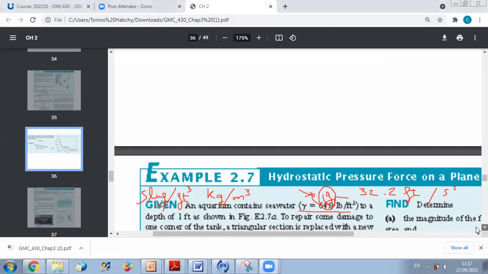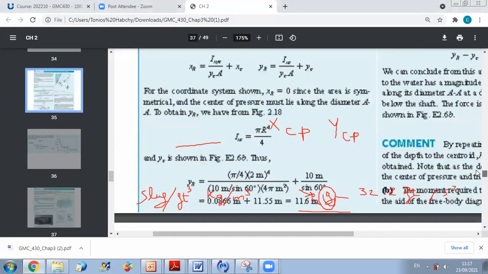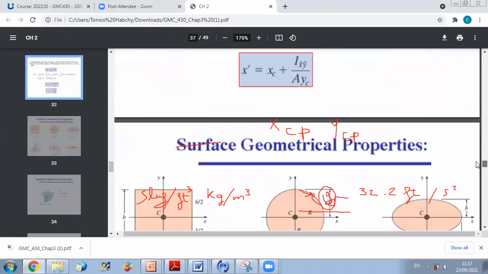Okay, doctor. So now we got the value of FR. Now we will move to the point of application. Keep in mind the point of application of the resultant force is not at the centroid of the surface, because we have developed together in the previous sessions that we can find the coordinates of X center of pressure and Y center of pressure using which formulas? Going back to the course material, here we derived together the formula that should be used to determine the center of pressure.